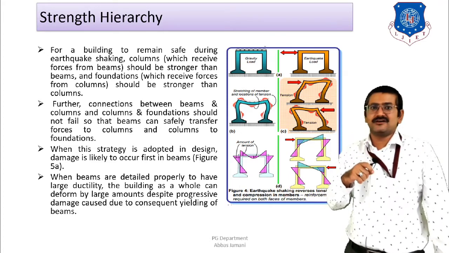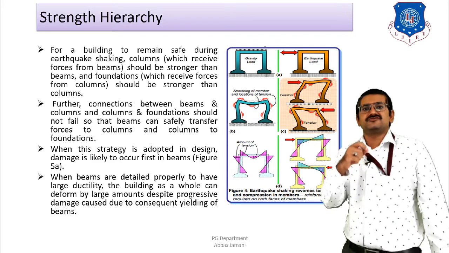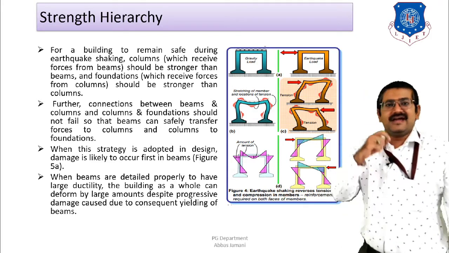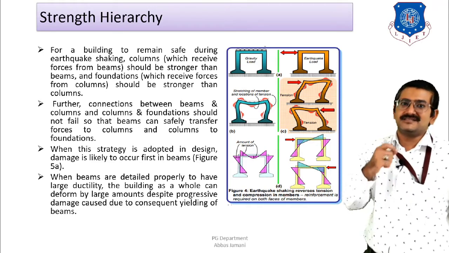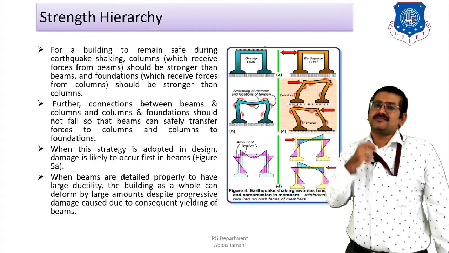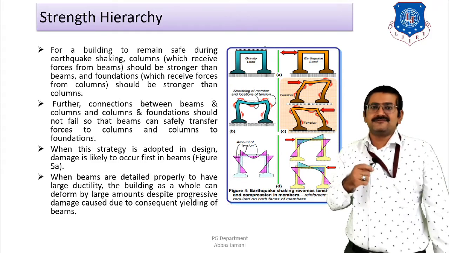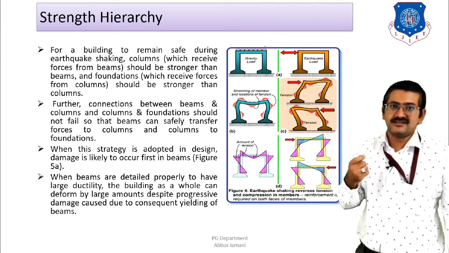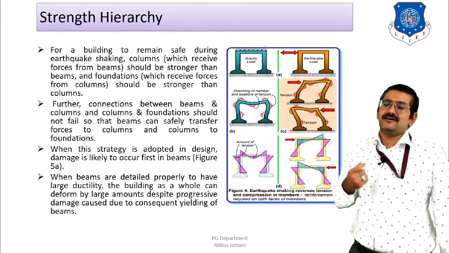So as a result of that, the reversal of stresses has to be considered a very important part of the lateral load distribution, and the columns have to be designed in such a manner that beams and columns both should be able to resist the forces applied from either of the directions, that is from the positive x, negative x, positive z or negative z.